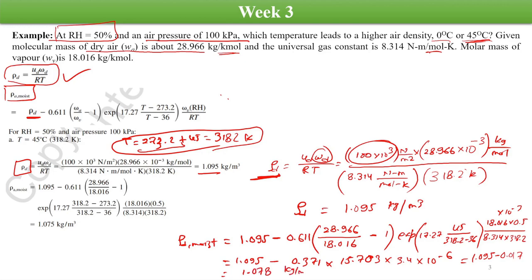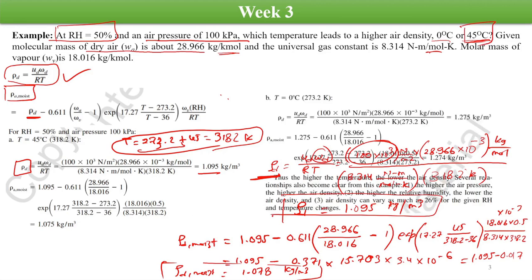The unit will be kilogram per meter cube. So that's the density of the air at dry state, and that's the density of the air at moist state. So that's going to be 1.078. So as we move from dry to moist, the density decreased. Okay, so we have performed this operation for 45 degrees.